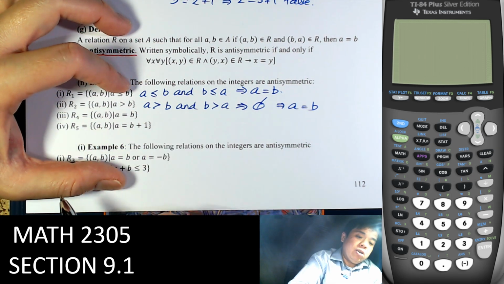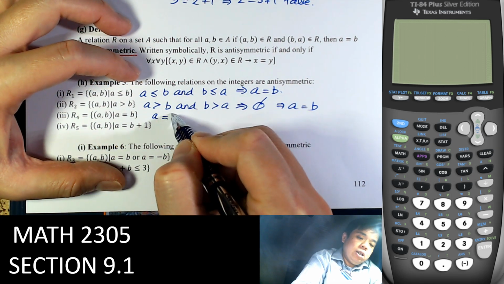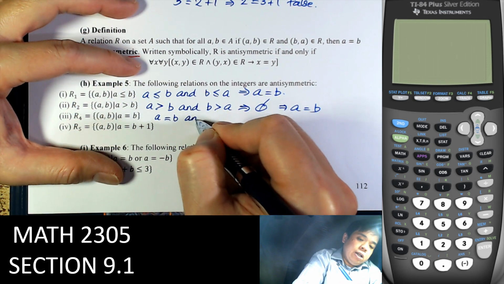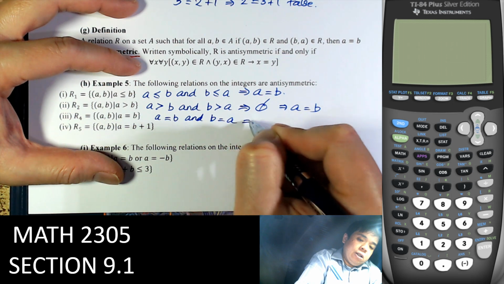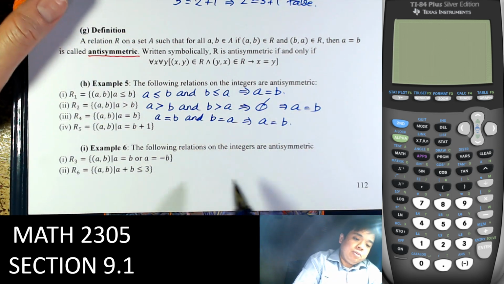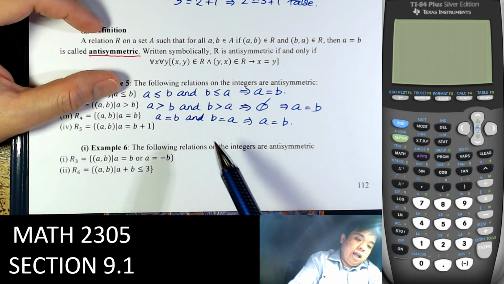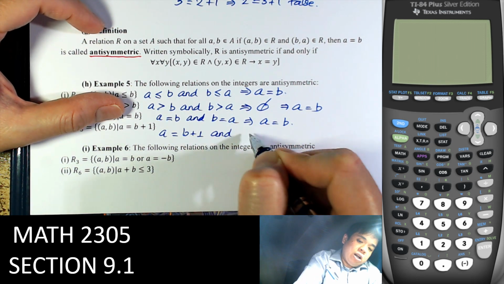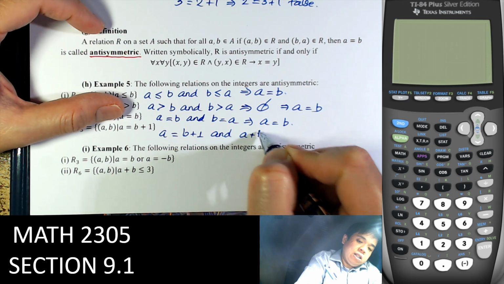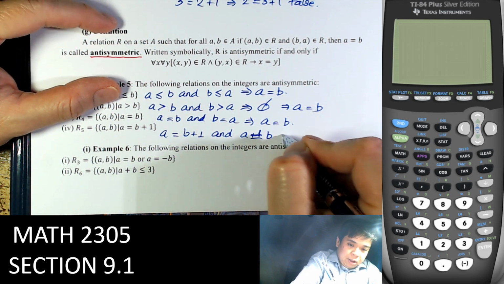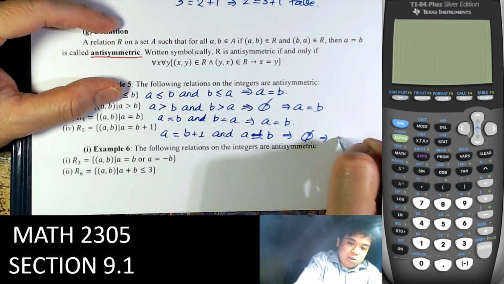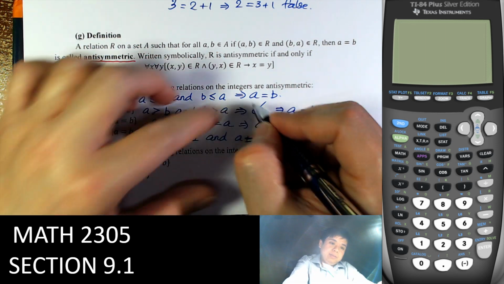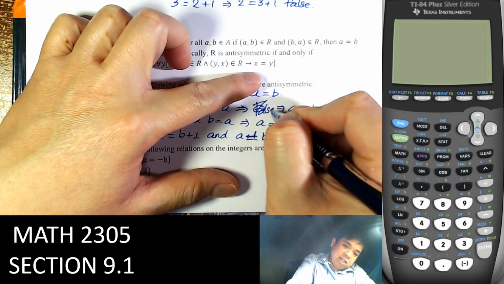Of course, if they are equal, then A equals B. Yeah, that's true. And now the next one, same thing. A equals B plus 1 and B equals A plus 1. This gives us no solution. And of course, something false implies true is true. I should say false instead of an empty set.